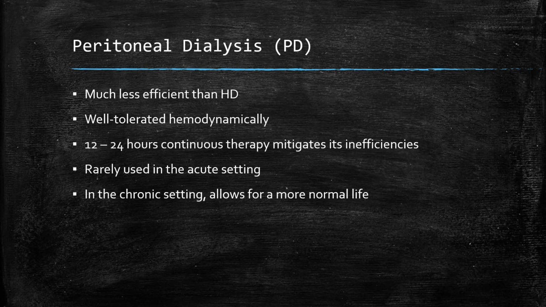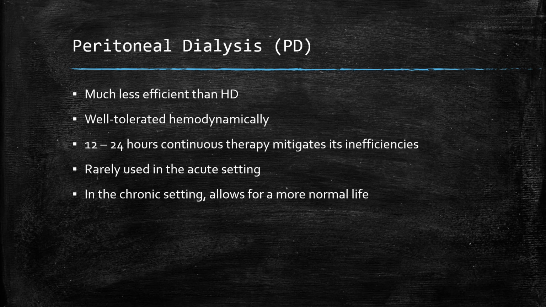Peritoneal dialysis is another approach to renal replacement therapy. This technique uses the peritoneal membrane as the dialysis membrane, which makes it much less efficient than hemodialysis. However, this inefficiency is what makes it so well tolerated hemodynamically. The way this technique works is that the patient does have to have a surgically implanted catheter with one end of it going into the peritoneal cavity.